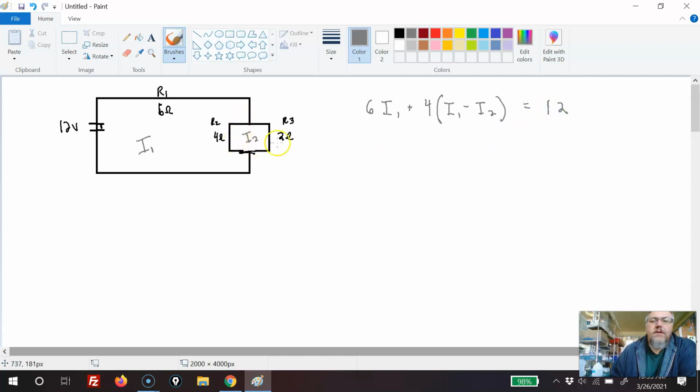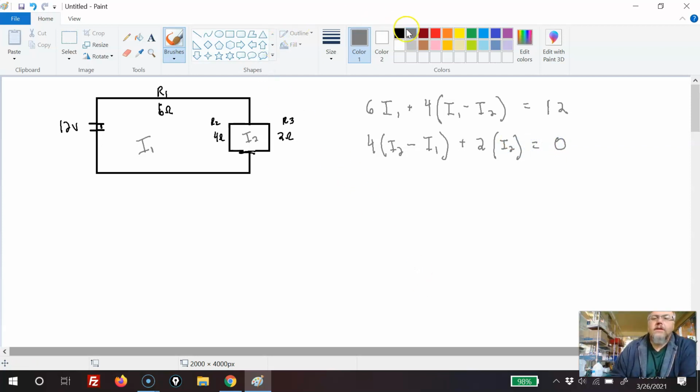Now we'll do the guy in the center. For this one, we just keep writing things across as we see them. So it's going to be 4 times I2, and now you have to subtract the current that's going in that ring, so it's minus I1, and now we're going to say plus 2, in this case just I2, that's going to be equal to 0.